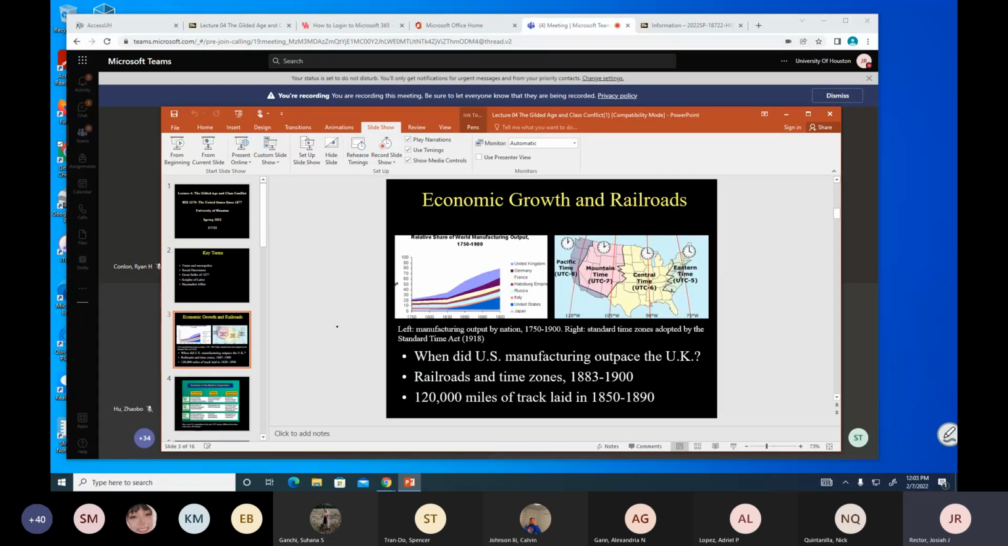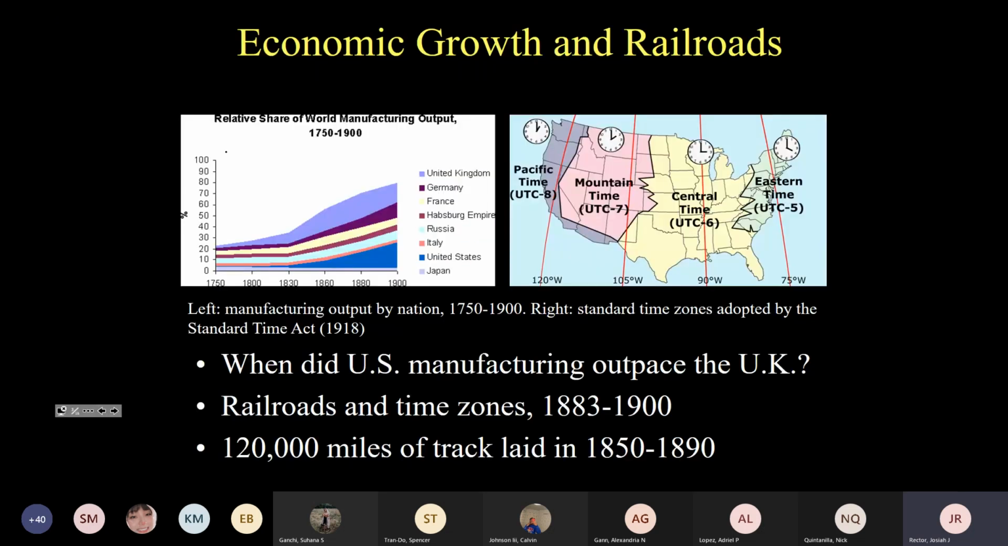So if you are on the live stream and you just were able to hear me because I was unmuted, I was just introducing the first slide on our lecture on the subject of economic growth. Okay, so there are two images on the slide that you can see behind me. On the left, you see the relative share of world manufacturing output for different nation states and empires. And on the right, you see standard time zones adopted under the Standard Time Act of 1918.